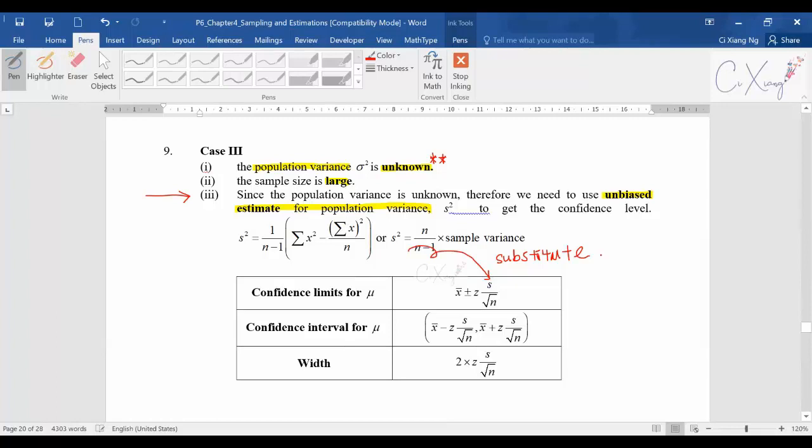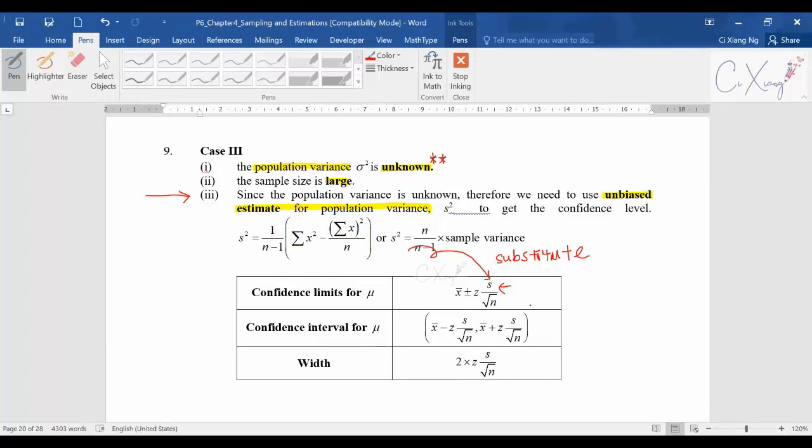So you can see that in case number 1 and case number 2, because you know the population variance already, you can straight away apply it in your calculation. But for case number 3, because you don't know the population variance, therefore you need to calculate the unbiased estimate for the population variance first. After that, you use that value that you calculate and substitute it into your calculation for confidence interval. All right, so these are the 3 cases that we are having.